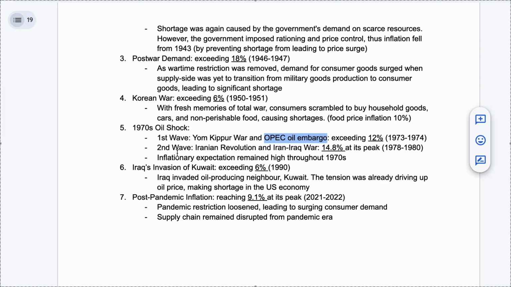And very similar thing happened in the second wave, which was the Iranian Revolution and Iran-Iraq War, which also disrupted the oil exporting from those regions, and inflation reached 14.8% at its peak, very high.